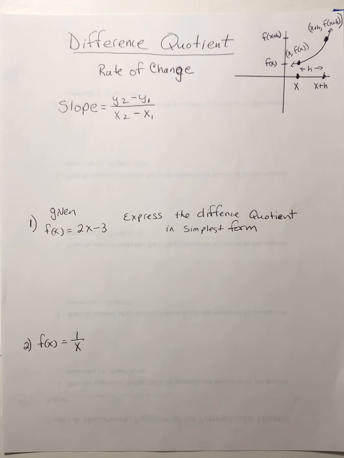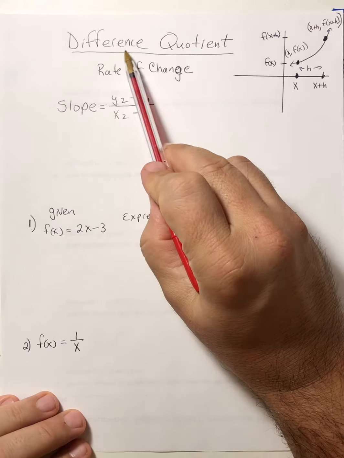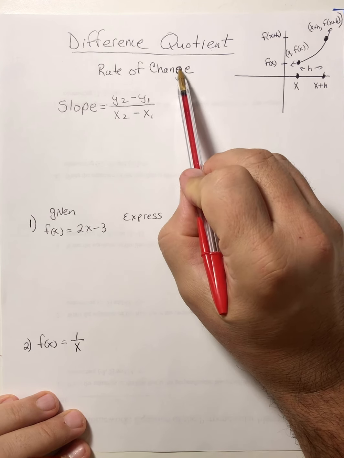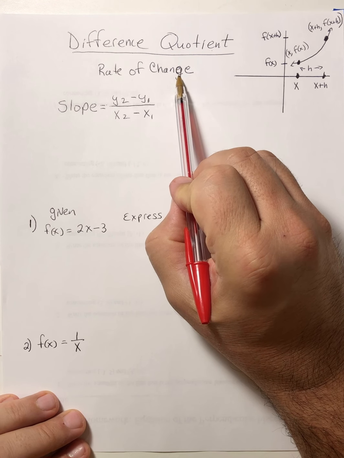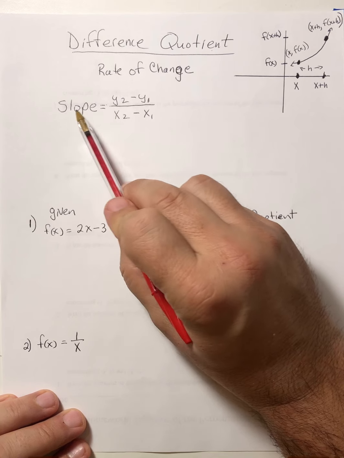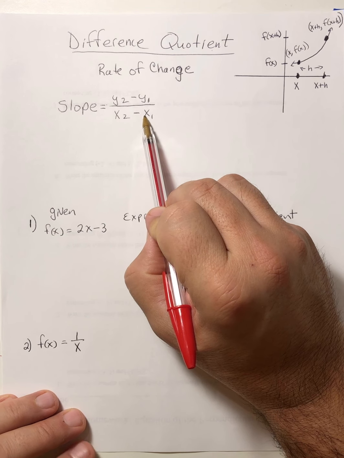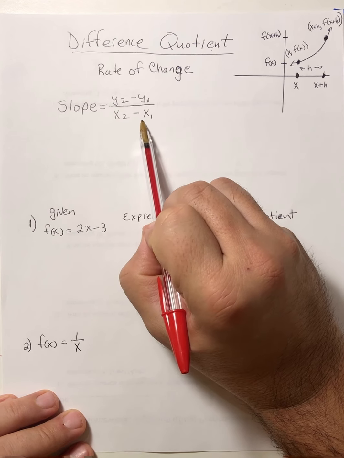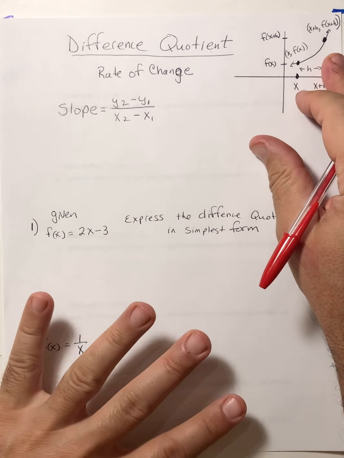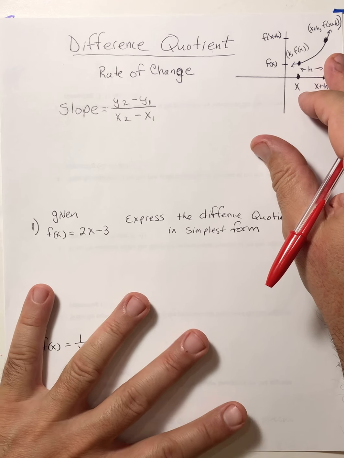Okay, pre-calc fans, today we're looking at what's called the difference quotient. It's a form of the rate of change. Remember, rate of change is simply slope. So here's your slope formula. Now, what are we talking about here?